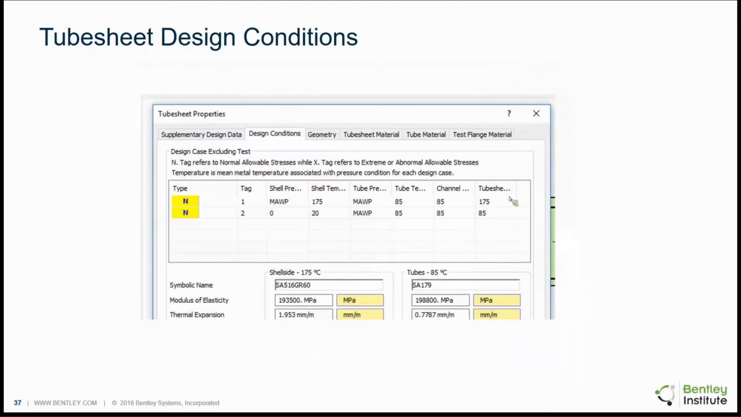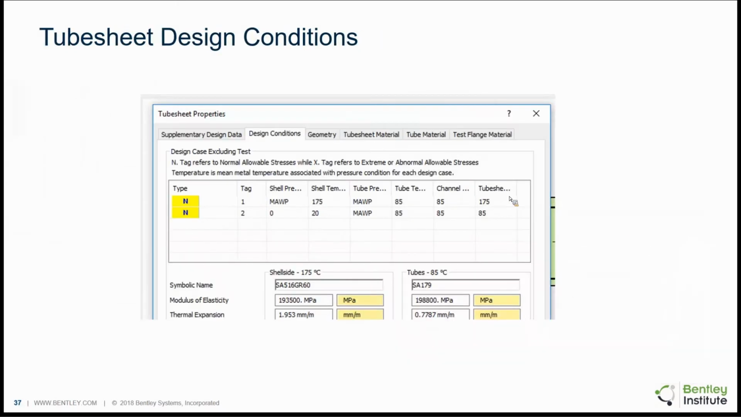Now AutoPIPE Vessel automatically generates the tube sheet design conditions, but you can add or delete some of the conditions. I kept it with 2 conditions for a study case. So these 2 conditions will be evaluated for the calculation.